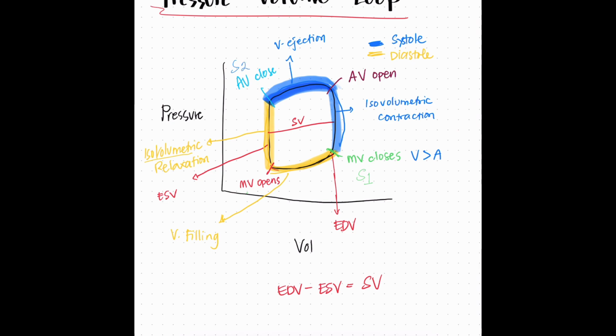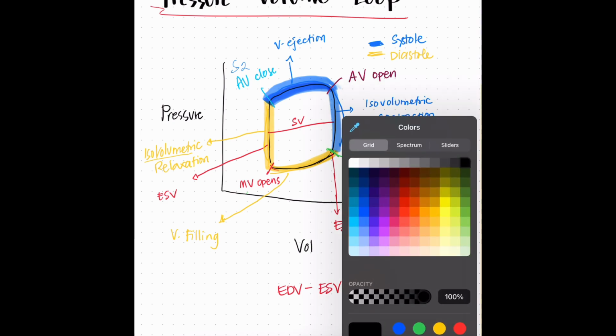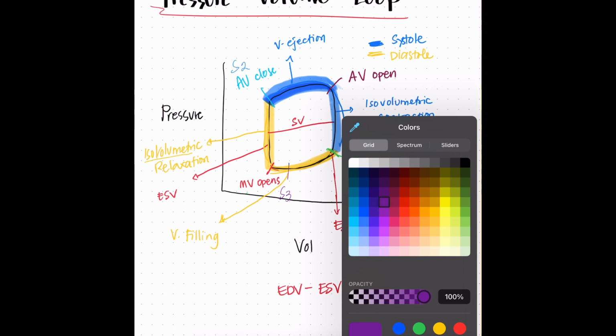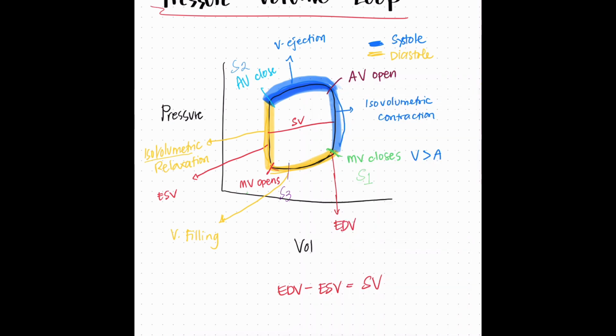Okay, so we're done with that. But where do we hear the S3 sound? The S3 sound can be heard when we are filling the ventricle. So it's right around here. That's when we hear the S3 sound. And then the S4 sound is around right here, right before S1. So there you have it, our pressure volume loop.